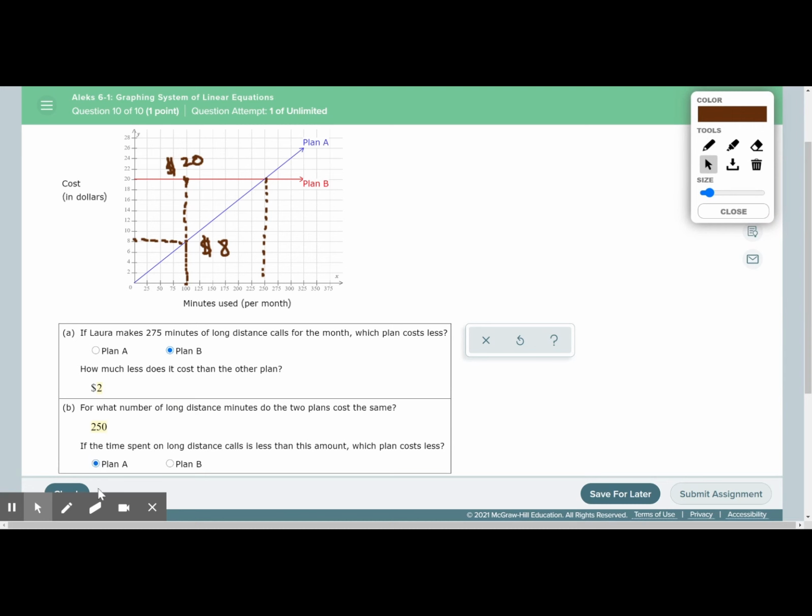All right, so make sure you read the question carefully. Sometimes they ask you which one costs more, and sometimes which one costs less. For less than that amount, just pick a random number so you have a visual to see the cost of both plans to compare them.